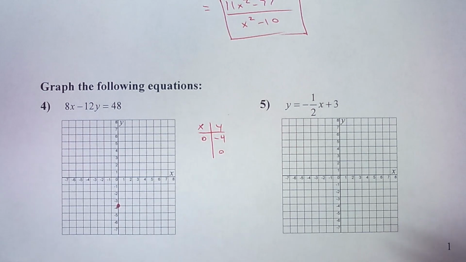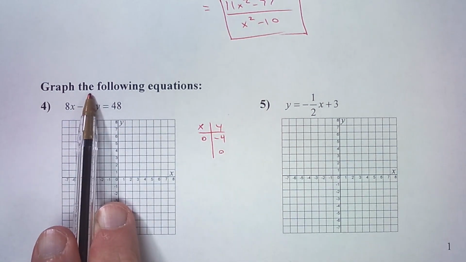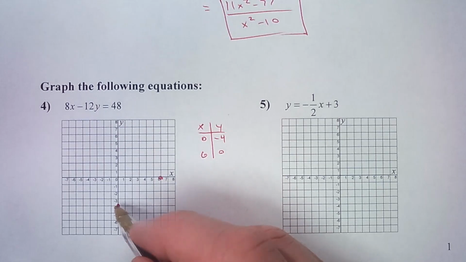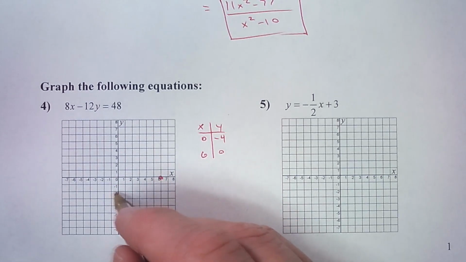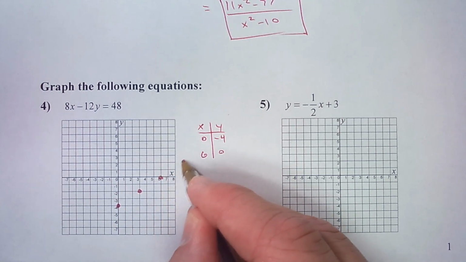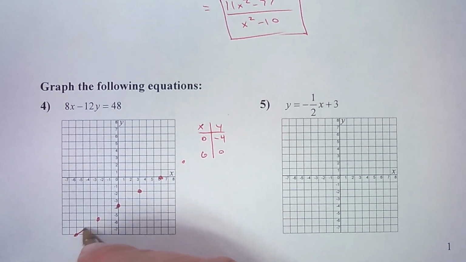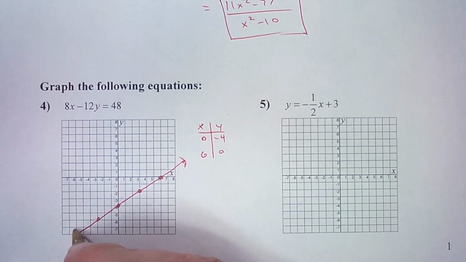And then put in a 0 for y, so I have 8x equals 48, and 48 divided by 8 is 6, so I have 6, 0. So the slope here is up 4, right 6. Simplified is up 2, right 3, so I'm going to go up 2, right 3, and then down 2 and left 3. And there's my line.